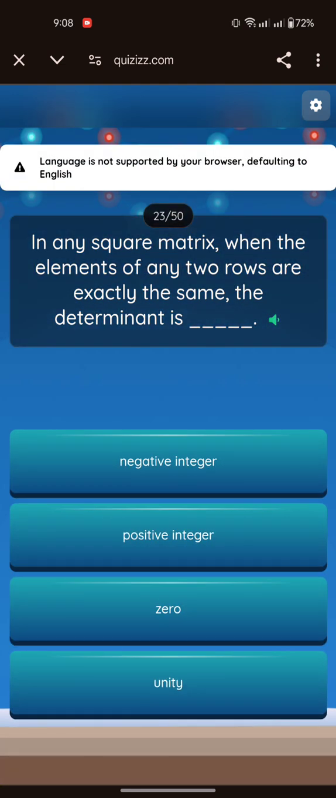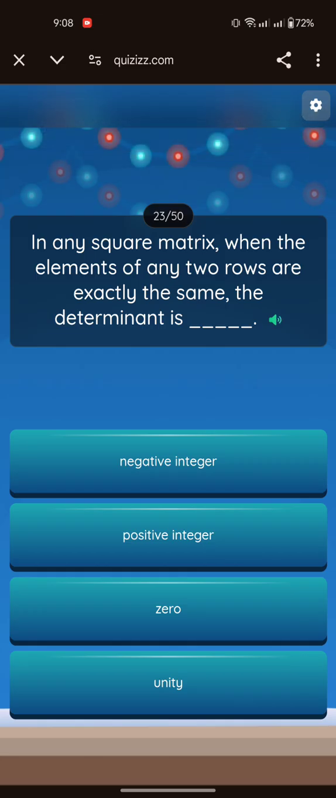Question. In any square matrix, when the elements of any two rows are exactly the same, the determinant is blank. Option 1 negative integer. Option 2 positive integer. Option 3 0. Option 4 unity.